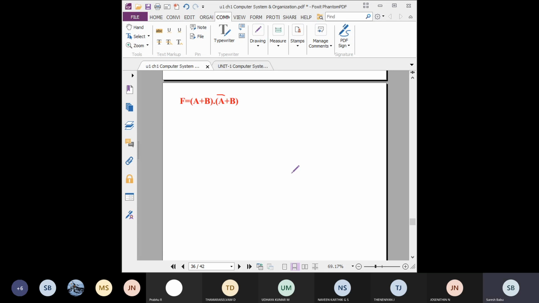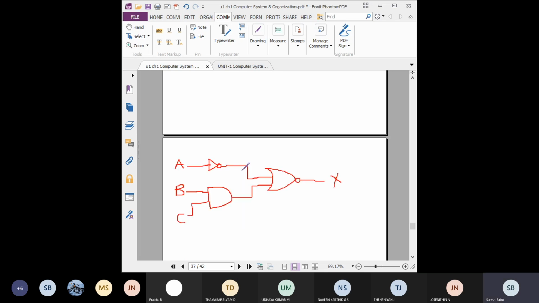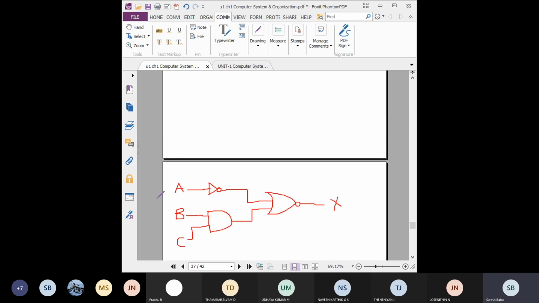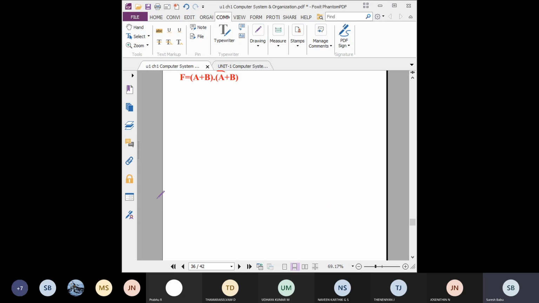Otherwise, they will give the logic circuit like this and ask you to find the Boolean expression for this logic circuit, and make the truth table. This is what they are asking. So kindly understand how to convert from expression to logic and logic to expression. Everyone knows the different kinds of logic gates available and their symbols.